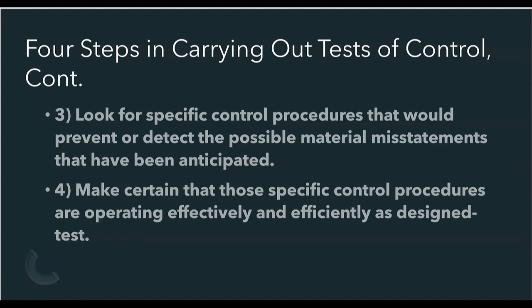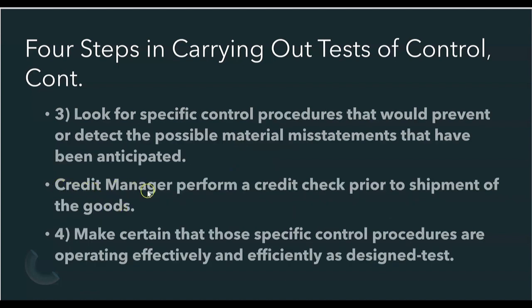So if we're concerned about overvalued receivables, then we've got to look for a control that, if it is working, means we don't have to be as worried about the overvalued receivables. And the specific control we might be looking for is that the credit manager is supposed to perform a credit check prior to shipment of the goods if the sale is over a certain dollar amount. So if that's the control that we're looking for, and there is such a control because we documented it and we want to rely on it, we've got to test it. So in order to rely on that control, we've got to test it. So number 4, we'll make certain that those specific control procedures are operating effectively and efficiently as designed, and the only way we can come to that conclusion is to test this control.